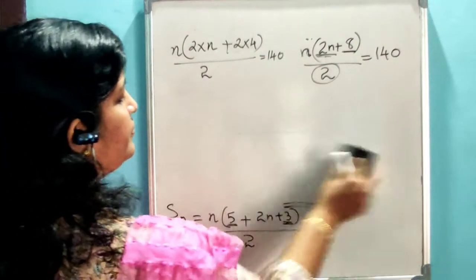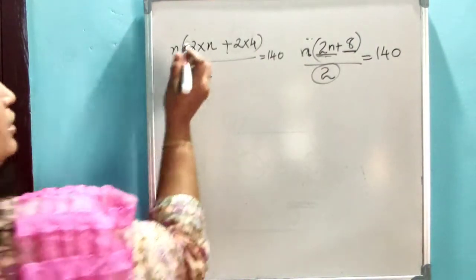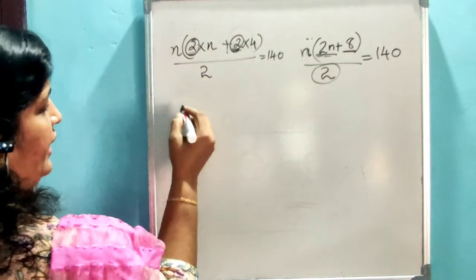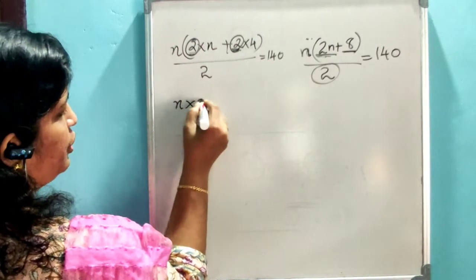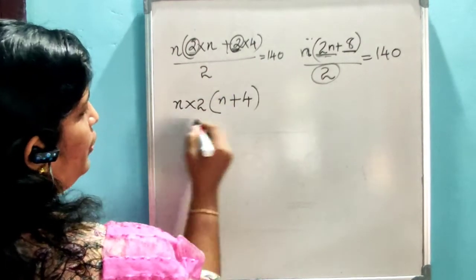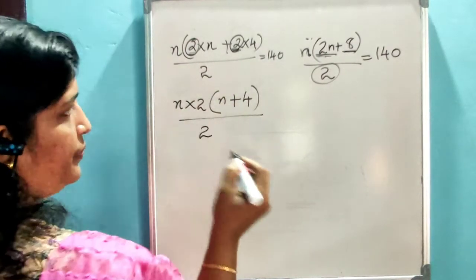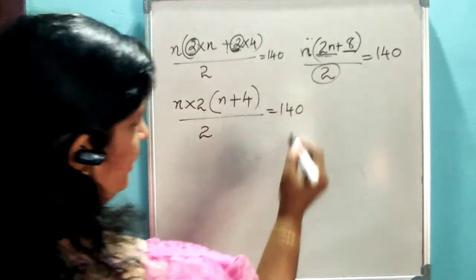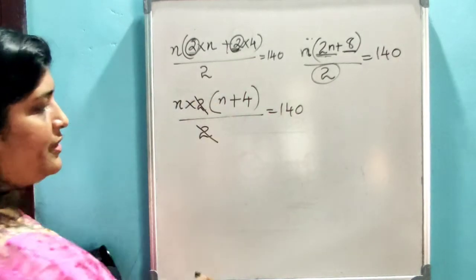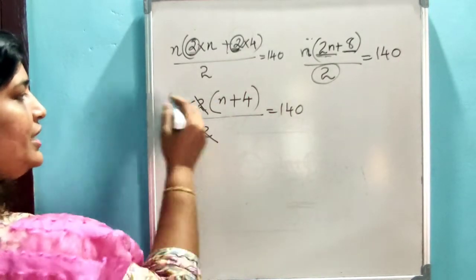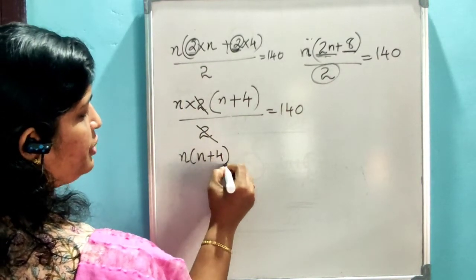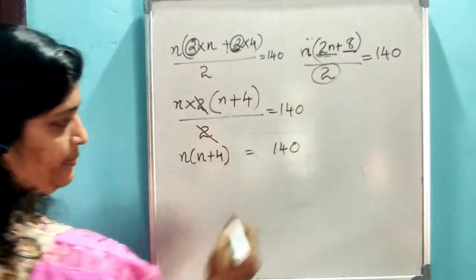If we take this 2 outside, since we have a common 2, we get n into 2 into the bracket n plus 4, divided by 2, which is equal to 140. Now we can cancel these 2s, since in the numerator and denominator we have 2. Then in the numerator we have n into n plus 4, equal to 140.